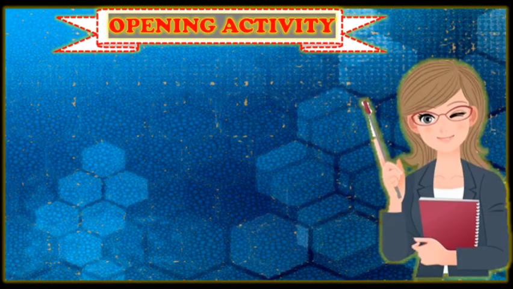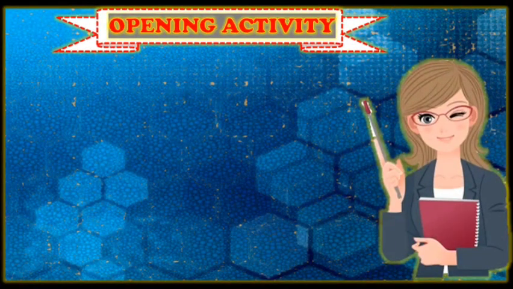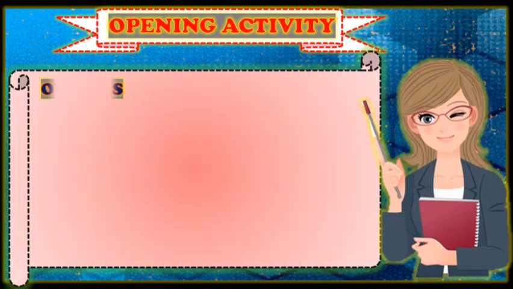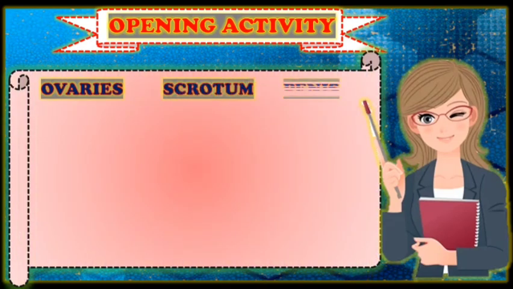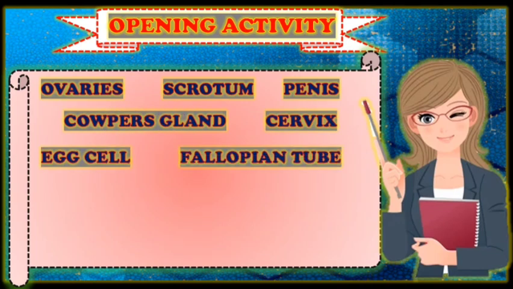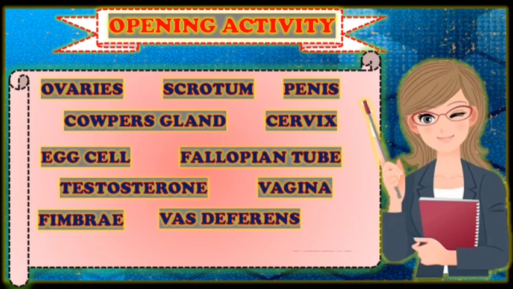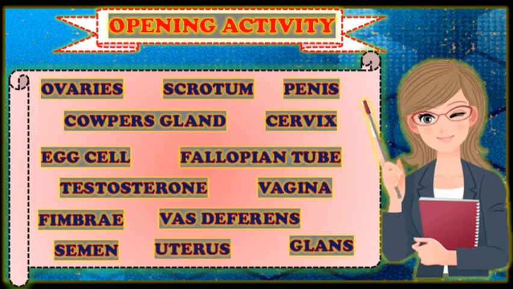Okay, I prepared an opening activity for you. All you have to do now is, by simply looking at the words inside the box, identify what the parts of the female reproductive system are. The words inside the box are the following: the ovaries, the scrotum, the penis, the Cowper's gland, the cervix, the egg cell, the fallopian tube, testosterone, vagina, fimbriae, vas deferens, glands, semen, and uterus. Do you have any idea now?